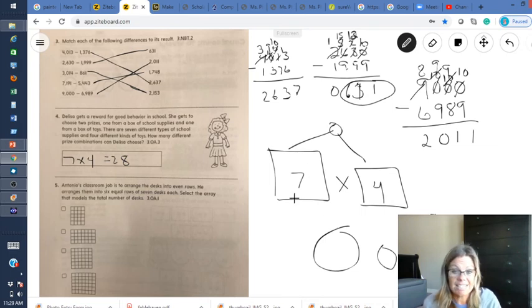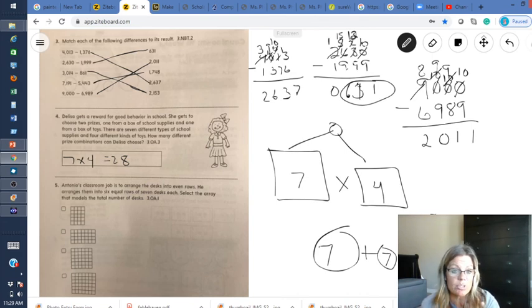Okay, I have 7 different kinds of school supplies that could go with this toy. And I have 7 different kinds of school supplies that could go with this toy. 7 different kinds of school supplies that could go with this toy. And 7 different kinds of school supplies that could go with this toy. So my options are 7 plus 7 plus 7 plus 7. Different options I have in there, which is 7 times 4, which is 28. Good job.